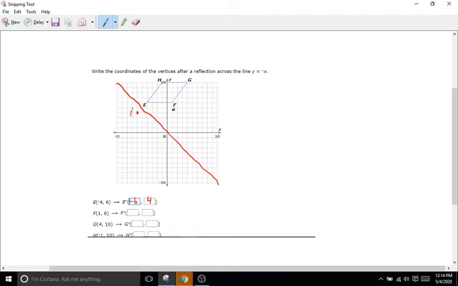F is 1, 2, 3, 4, 5, 6, 7 down, so we're going to move to the left then. 1, 2, 3, 4, 5, 6, 7. Okay, this is going to be F prime. Now it looks like F prime is going to be at negative 6, negative 1.